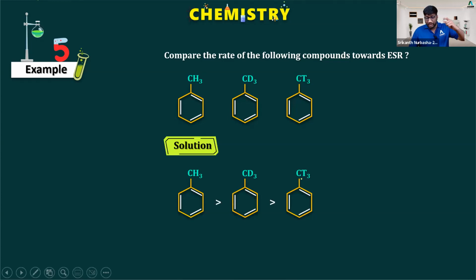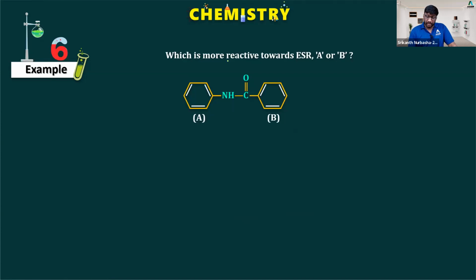If you are talking about the rate of electrophilic substitution reaction with respect to C6H6 and C6D6, they don't depend upon the CD and CH bond, because the CD bond is not cleaved in the rate determining step. But here, in CH3, CD3, CT3, the CH electron density can be used in increasing the electron density, so that is why the rate will be high. Here, which is more reactive towards electrophilic substitution, A or B? You can easily answer this.